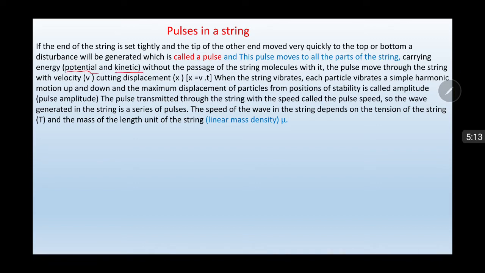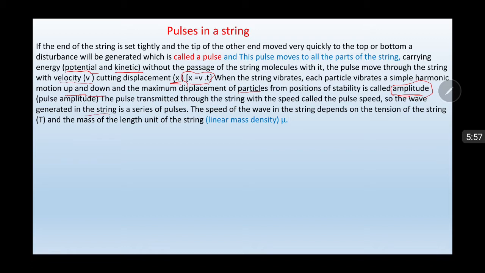Without the passage of the string molecules with it, the pulse moves throughout the string with a velocity, covering displacement x. If you remember this equation, x equals, or displacement equals, velocity multiply time. When the string vibrates, each particle vibrates as simple harmonic motion up and down. The maximum displacement of a particle from the position of stability is called amplitude. Amplitude, the keyword.